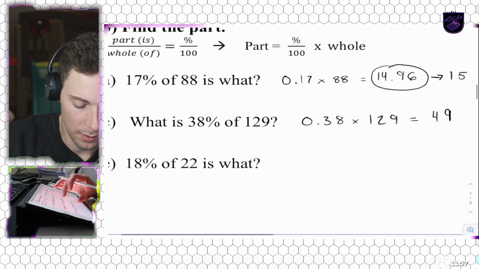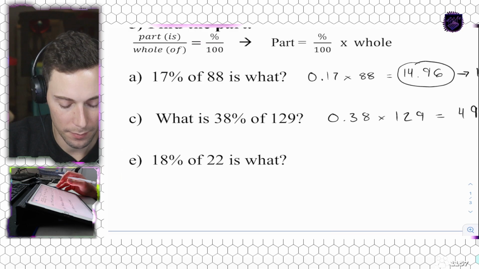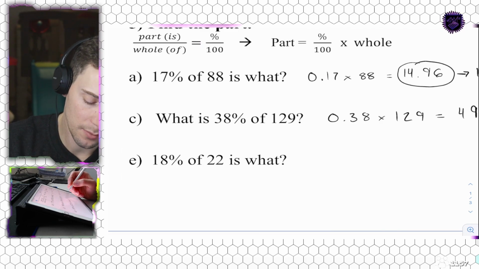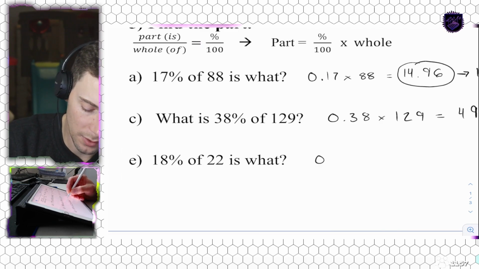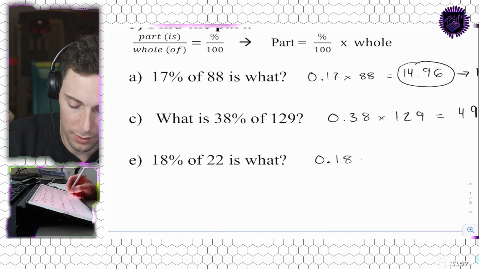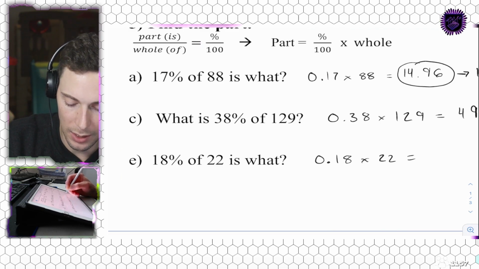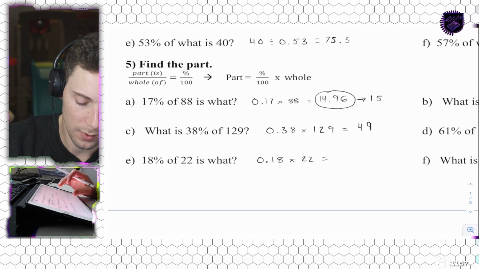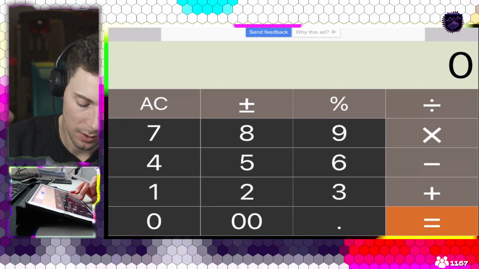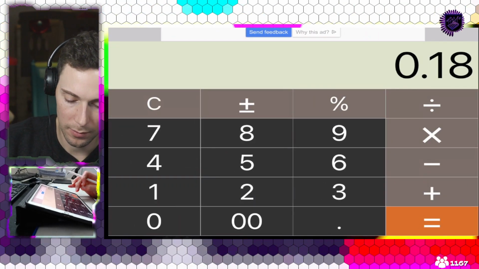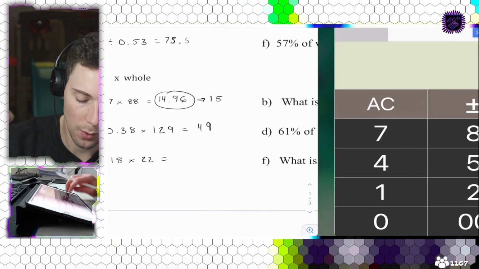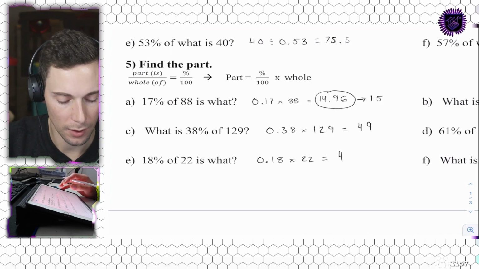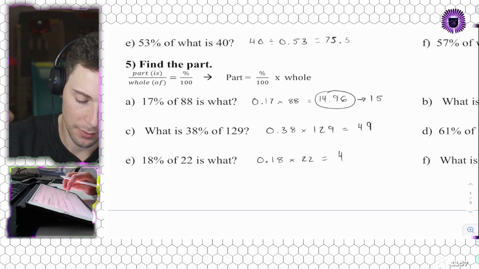18% of 22 is what? 18% of 22, so 0.18 times 22 equals, 22 times 0.18, 3.96, which is going to be 4, round up to 4. Add that into the statement, round up.